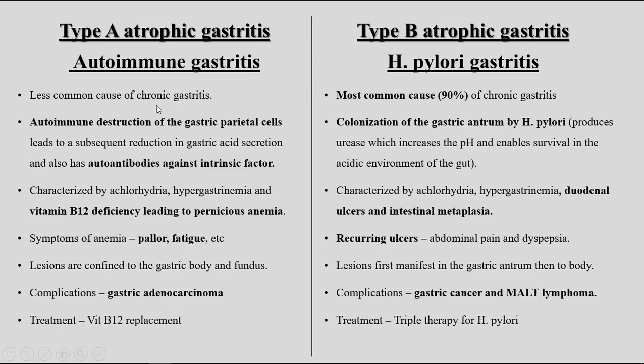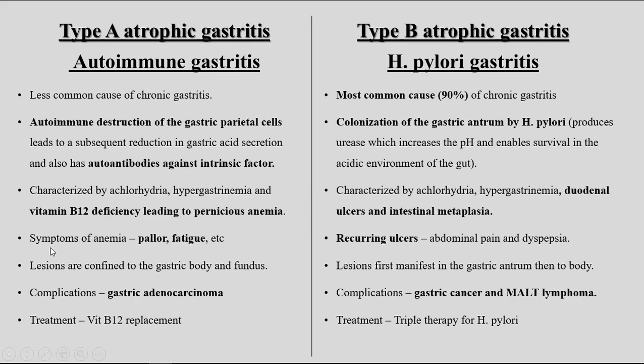Autoimmune gastritis is the less common cause of chronic gastritis. Here is where you have an autoimmune condition that destroys the gastric parietal cells, and then you have a subsequent reduction in the amount of gastric acid. So here you have autoantibodies against intrinsic factor as well. So it's going to present with vitamin B12 deficiency, because as you know, intrinsic factor is very important for the absorption of vitamin B12. So when you have vitamin B12 deficiency, you have a special type of anemia, which is pernicious anemia, which is megaloblastic.